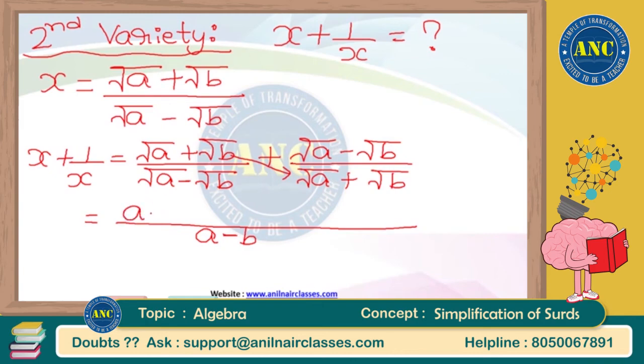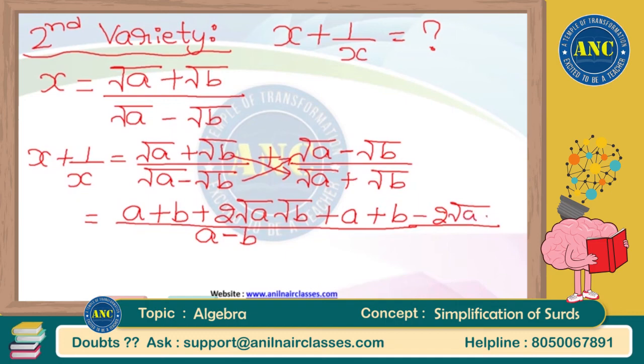It is root a whole square plus root b whole square plus 2 into x into y, 2 into root a into root b. Similarly, if I cross multiply root a minus root b whole square, again it is a, it is b minus 2 into root a into root b. 2 into root a into root b minus 2 into root a into root b cancels. Numerator happens to be a plus a, 2a, denominator again b plus b, it is 2b.